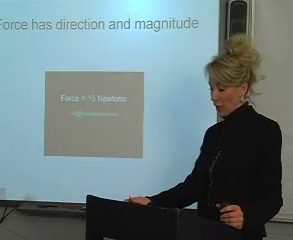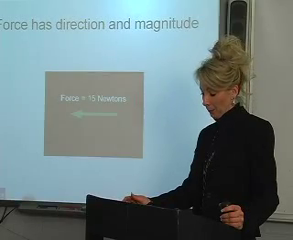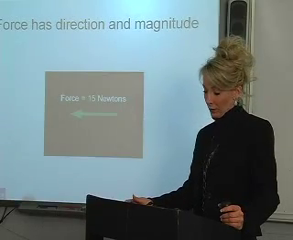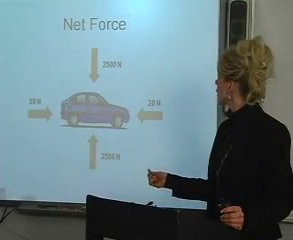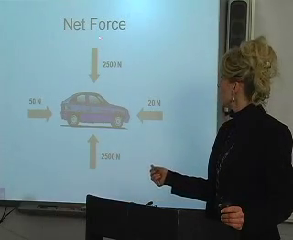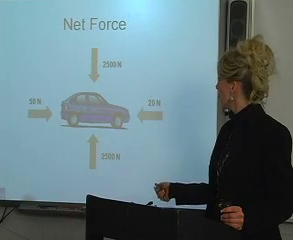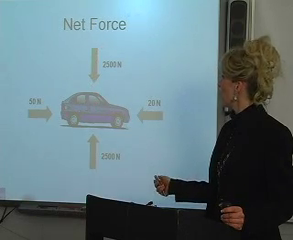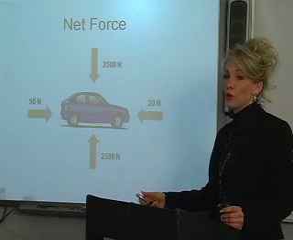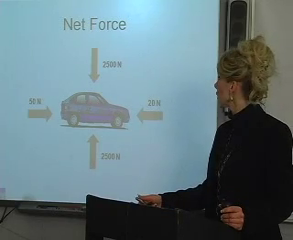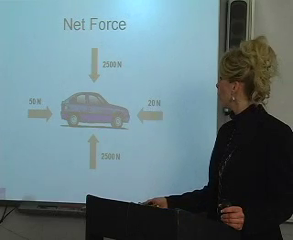Newton also understood that more than one force can be acting on an object at a time. You need to write this down. The combination of these forces is called net force. Net force is the combination of all the forces acting on an object. There's a force pushing down with 2,500 newtons. There's a force pushing up with 2,500 newtons. The net force of the vertical movement would be 0. There would be no motion.